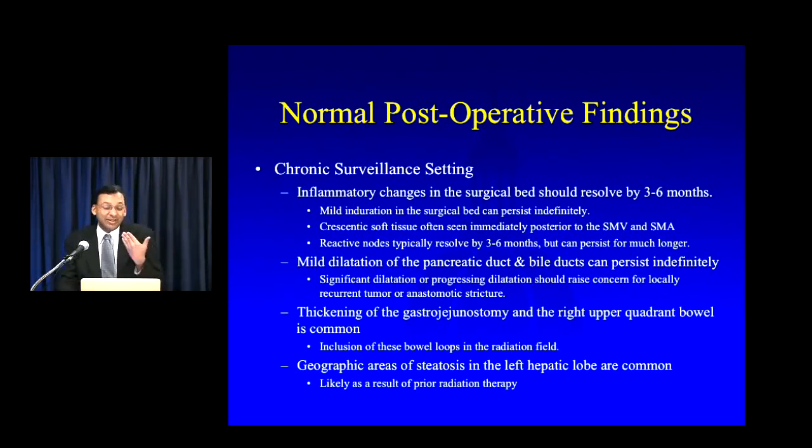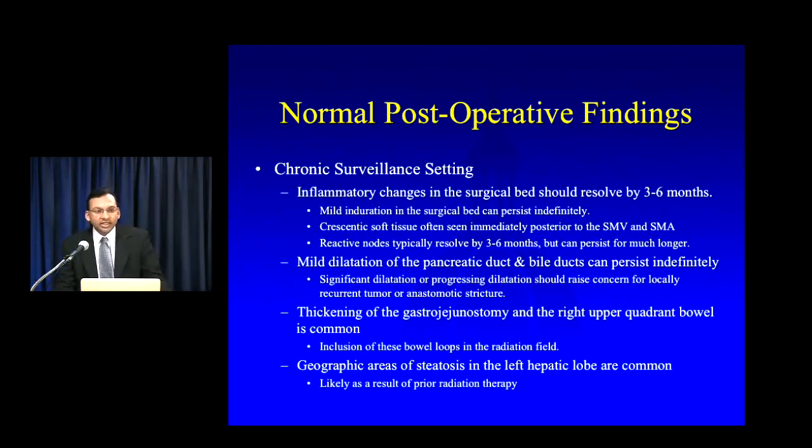I see it in nearly every patient that I look at. And it's the morphology that's going to help you differentiate this from tumor. It's going to be crescentic, linear, not mass-like. If you start seeing rounded soft tissue, nodular soft tissue, well, that's not likely to be fibrosis. You really have to worry more about recurrent tumor at that time.